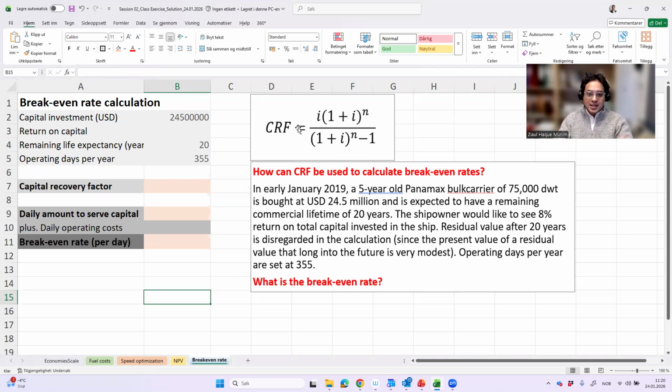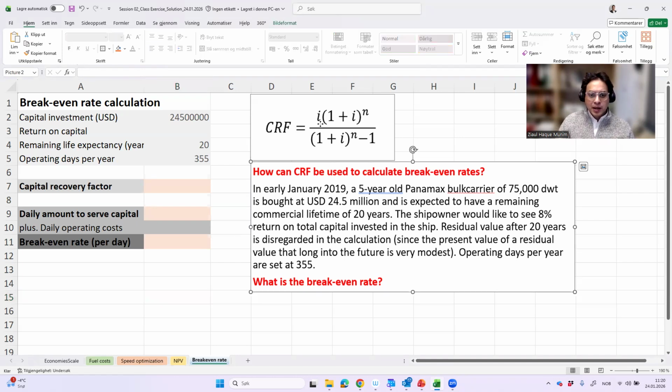But then we have also the CRF approach. So why use the CRF approach? The main idea of the CRF approach is that it's a bit simpler to implement. You don't have to think about the future cash flows and so on. You have your initial investment lump sum value, and based on that, you calculate the amount that you have to generate every day in this example for reaching a break-even.